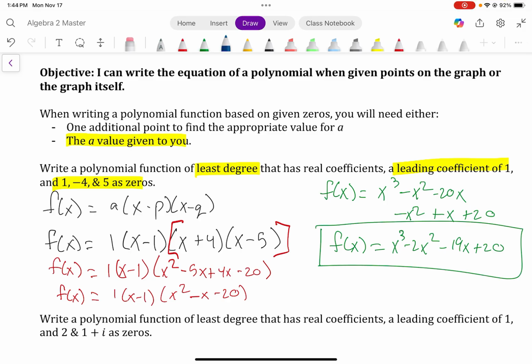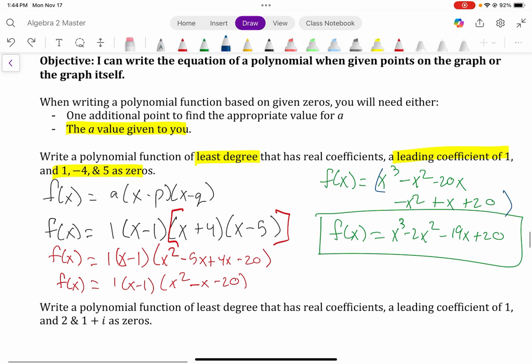If it had given me an a value of something other than 1, I would have whatever number a value there, then I'd multiply that out. It wouldn't be any more work other than just a few multiplication problems, but those are going to be easier than previous ones because I don't have to FOIL anything. I don't have to distribute a binomial. It's just straight multiplication. Okay, now that was the easiest case scenario.